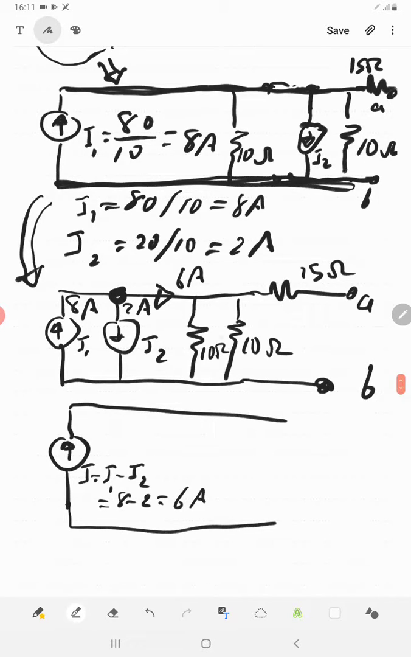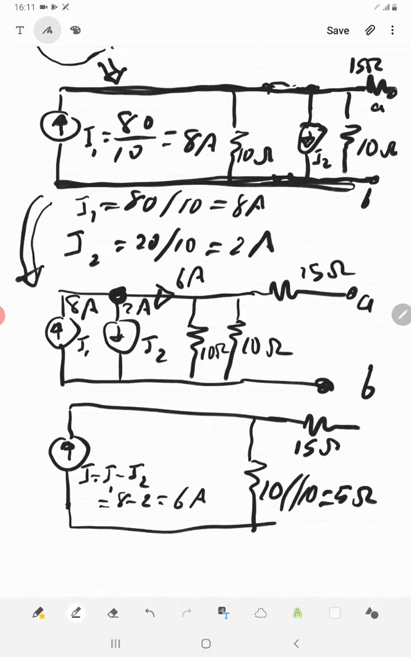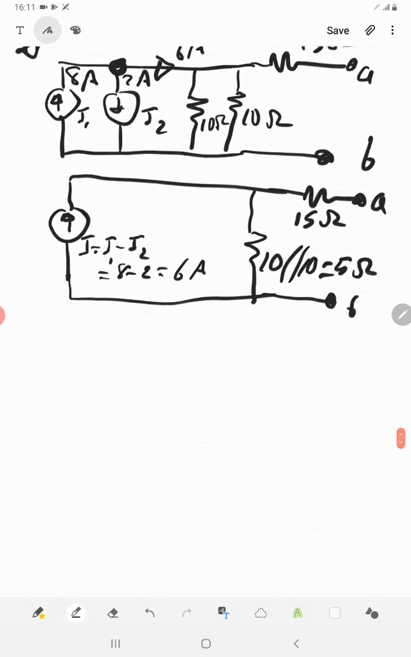Okay? Now this 10 and this 10 are in parallel. So we say this 10 parallel with this 10 will give you 5 ohms. Okay? And still you have 15 ohms here. And this is A, and this is B. Okay? So we transform this to this one.